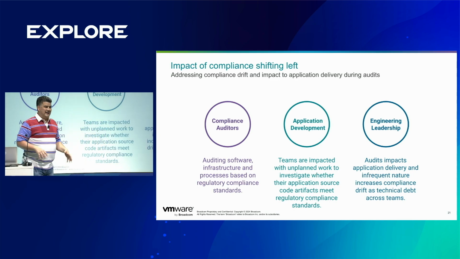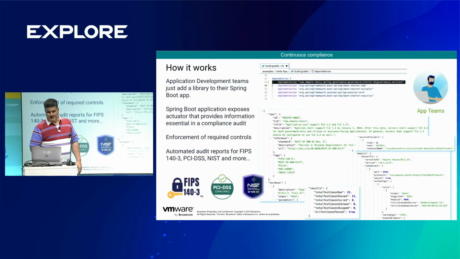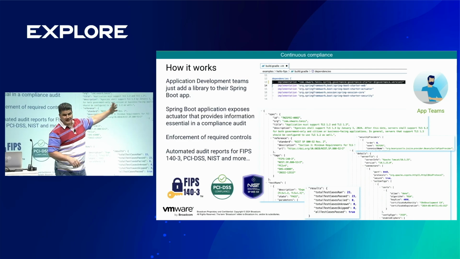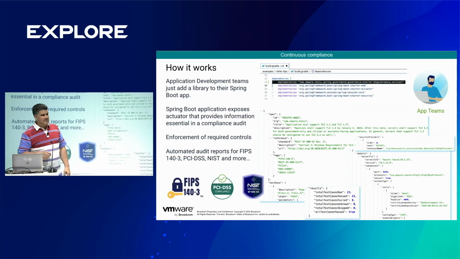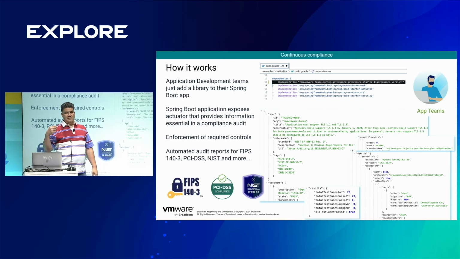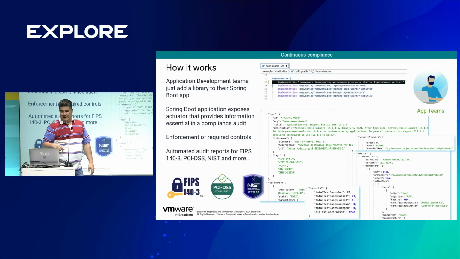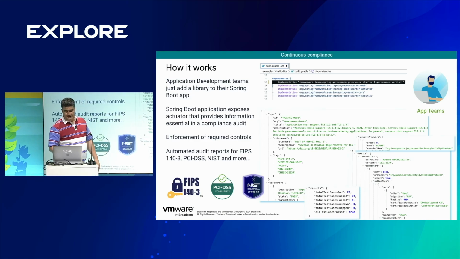Now, we can't get rid of all of it, but we can reduce it hopefully tremendously. And so how it works is you add the library very simply to your dependency list. And this is going to now, on your application, as long as you've enabled the actuators, create a new actuator called governance.